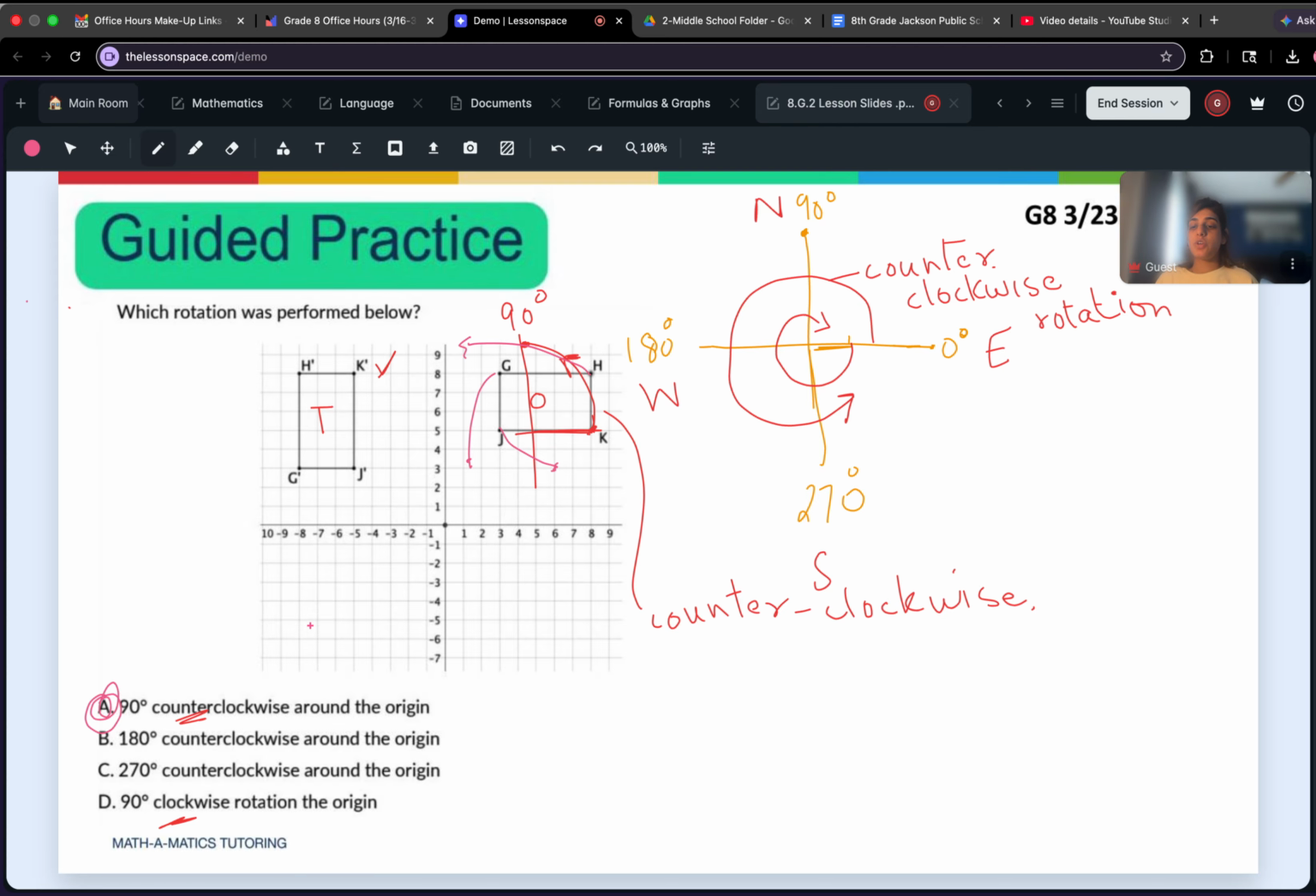This is how we solve such questions which involve angles, where the shape has been transformed in some way. Okay, this is it for today.